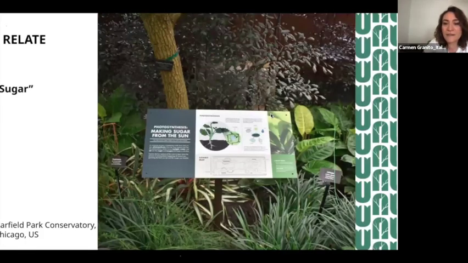Another example, this panel is about photosynthesis, and it says "making sugar from the sun." So it is translating what photosynthesis means in simpler terms, terms that are part of our daily lives.